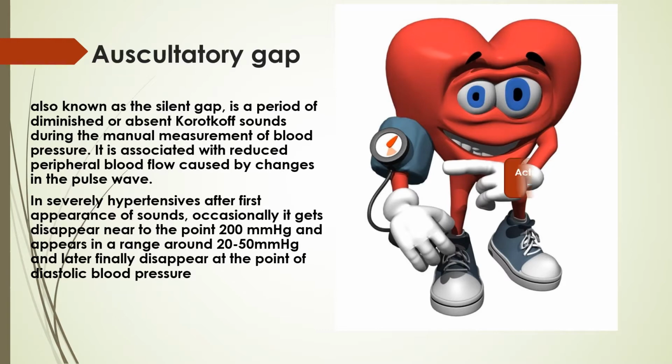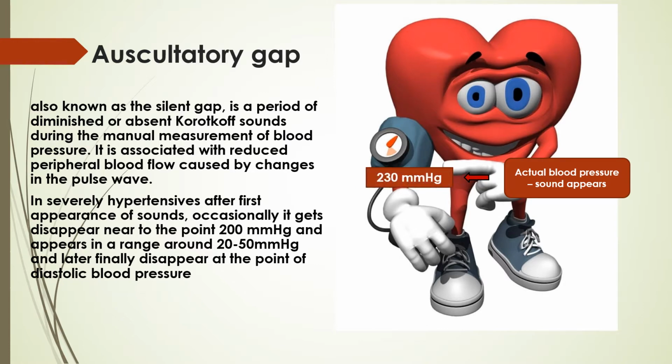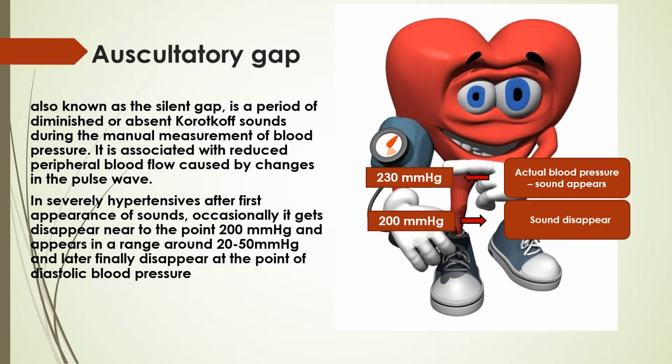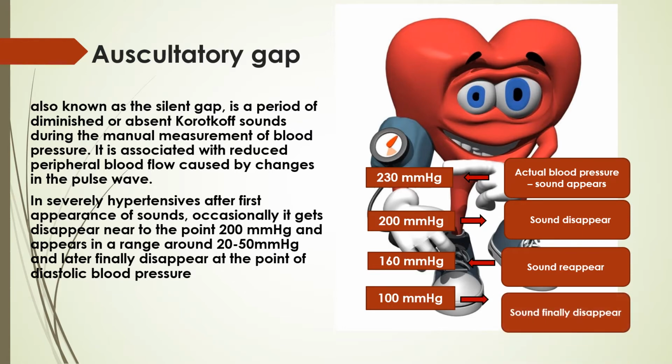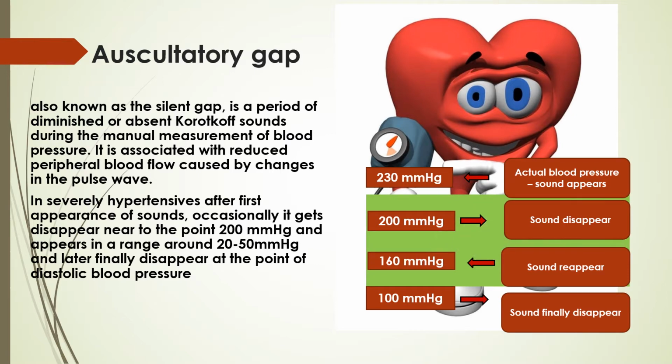This is an actual blood pressure where sounds appear at the level of 230 mm of mercury, and at 200 mm of mercury, sounds disappear. The sounds appear again at the level of 160 mm of mercury, and at 100 mm of mercury, the sounds finally disappear. This portion is known as the silent gap. The silent gap or auscultatory gap is important because failure to recognize the gap can result in underestimation of the systolic pressure and or an overestimation of the diastolic pressure.